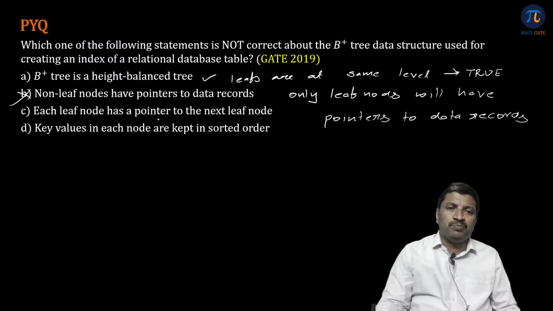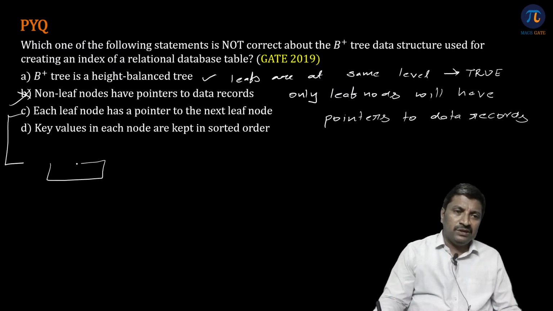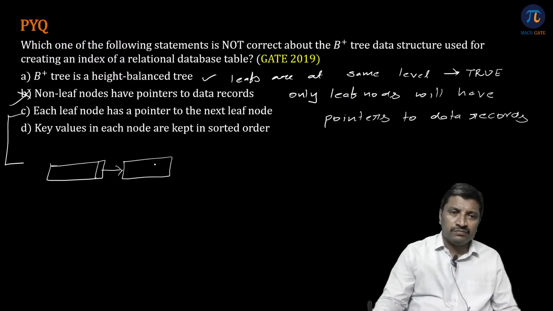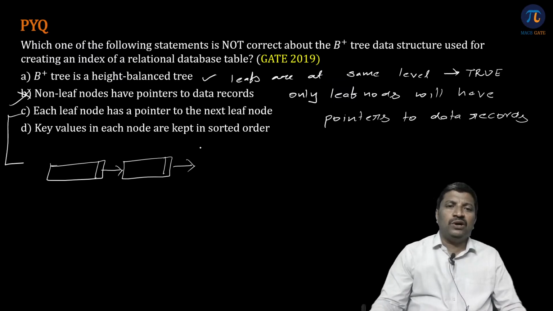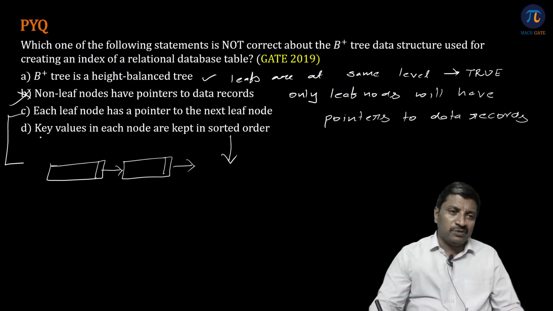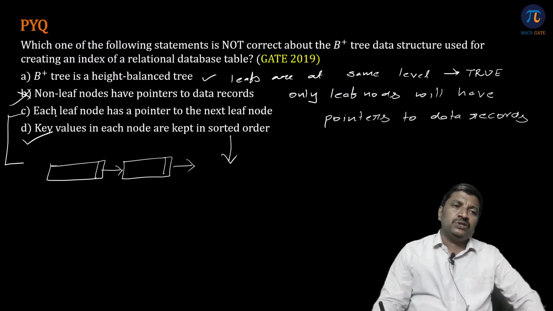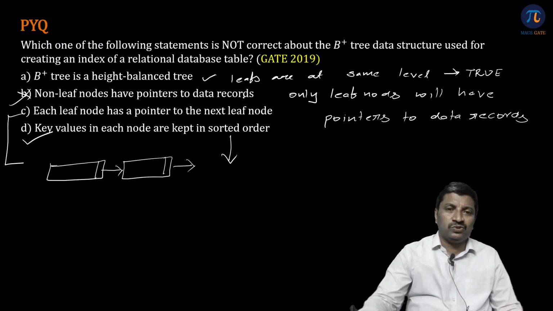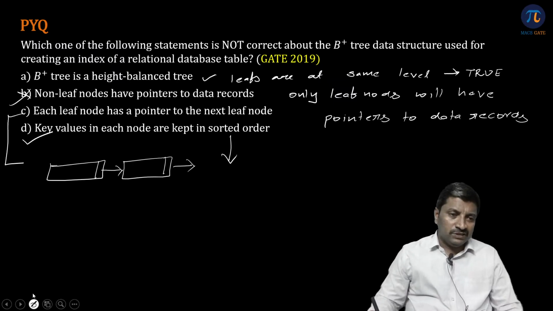Every leaf node has a pointer to the next leaf node. Yes, of course, this is what you are having. The last slot is to point to the next leaf node. Key values in each node are kept in sorted order. Of course, this is true for B plus tree or B tree also. So the second statement is not correct. So this is our answer, sir. Since it is not correct, that is our answer.